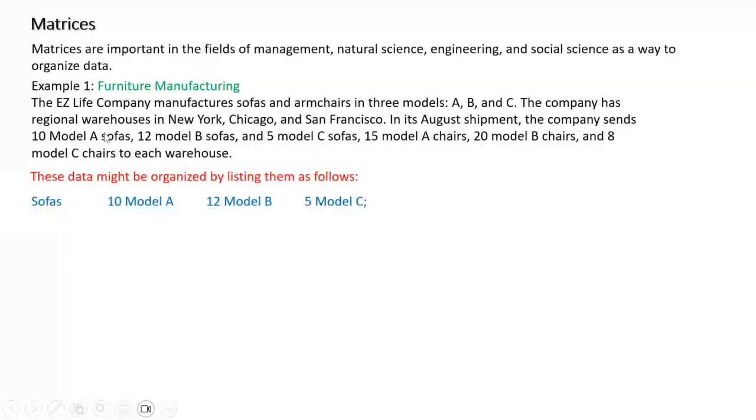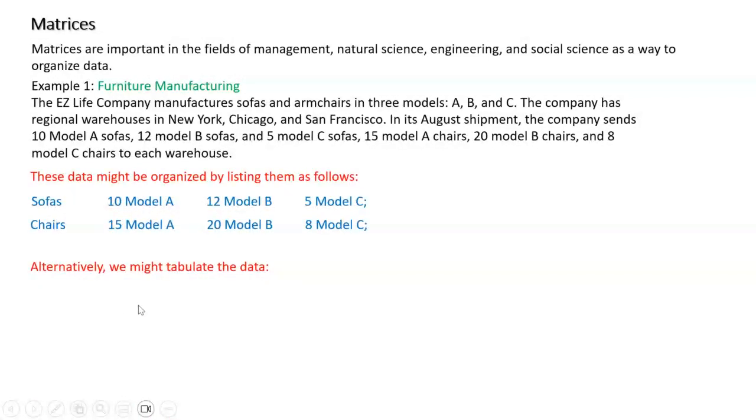10 model A sofas, and then 12 model B sofas and 5 model C sofas. This is in blue. Now the chairs are going to be 15 model A, 12 model B, and 8 model C. So this is how the data can be organized.